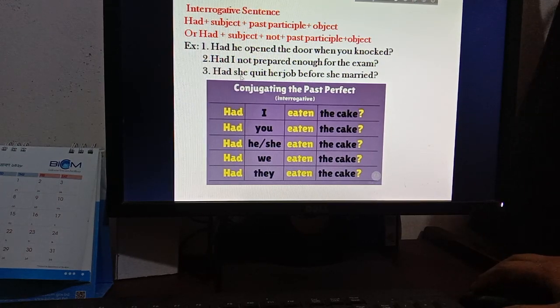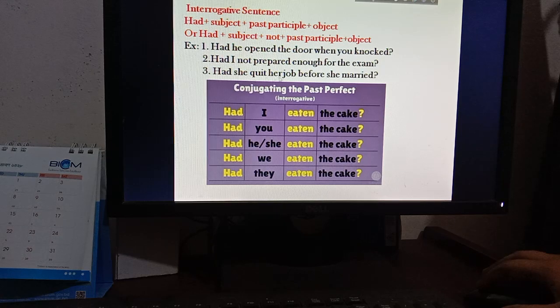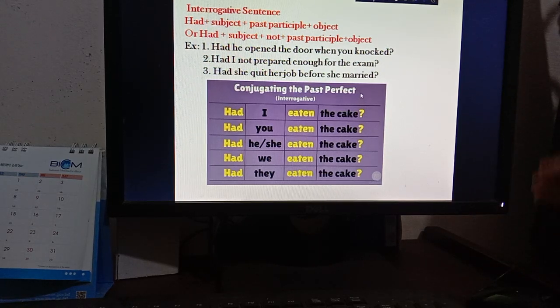Then number 3, had she quit her job before she married? So you can see again there are two actions. Had she quit her job, this is the before action, and she married, this is the later action. Okay, so you have to follow the structure for these examples. Okay, in exam you will have to convert the sentences. So if you don't learn the structure, it will not be possible for you.